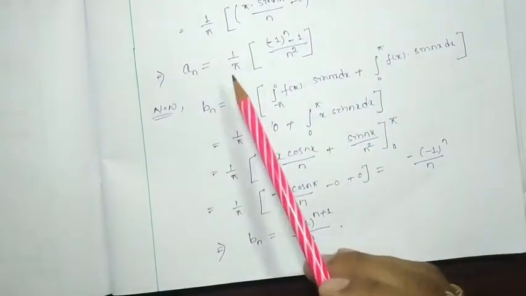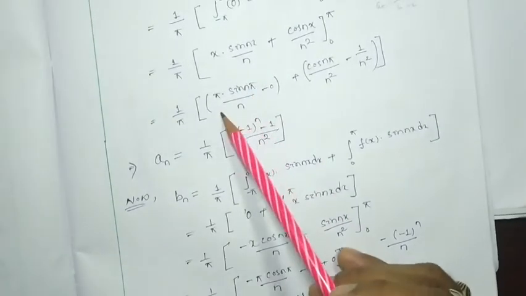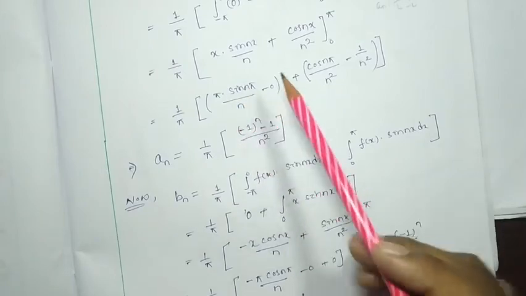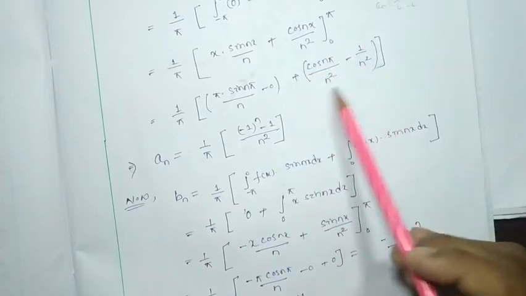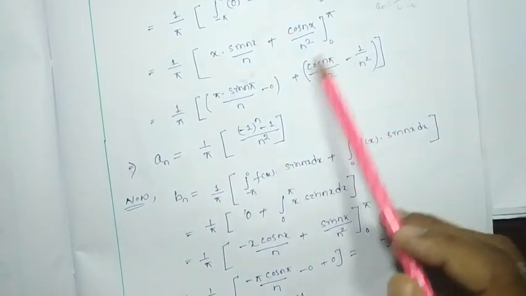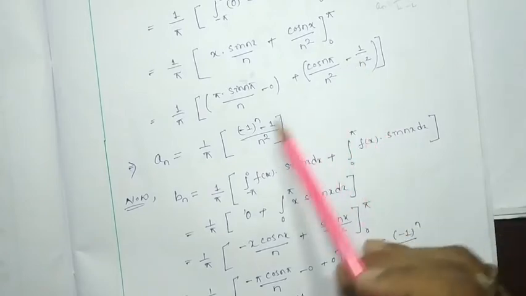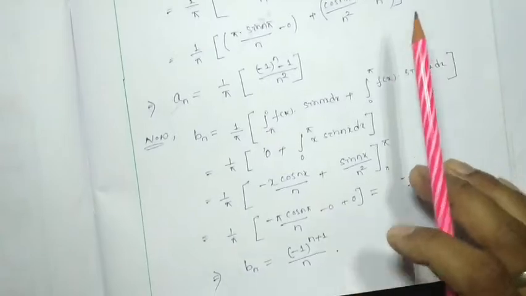Hence an we got 1 by pi, and the first term will be 0 because sine of n pi is 0. And the cos n pi we know is minus 1 to the power n, so we get minus 1 to the power n minus 1 by n square. So an we found this much.